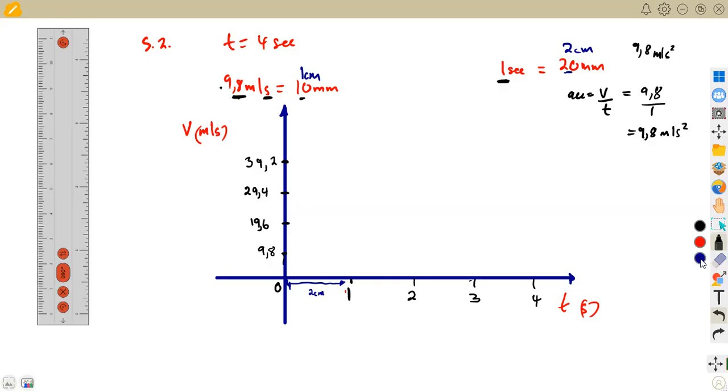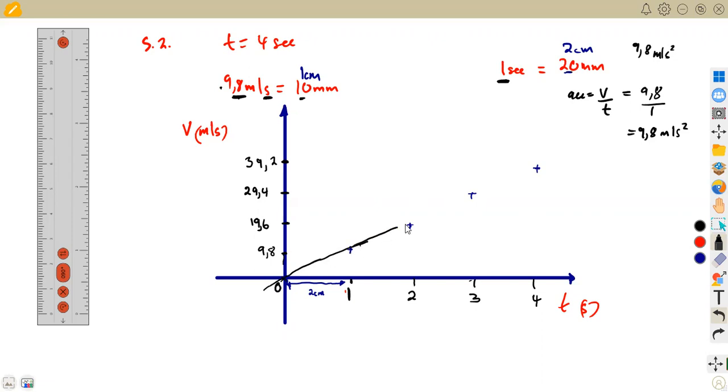So what it means is that these points correspond. It's 1 versus 9.8, it's a point. 2 versus 19.6, it's a point. 3 versus 29.4, it's a point. 4 versus 39.2, something like that. So this is what you're going to have, and you join your points from 0. This is 0 versus 0. So you join from 0 the points, and so on.